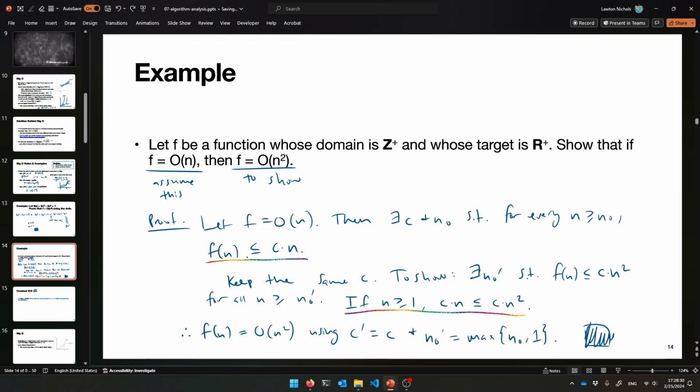Just using these two ideas. You get this for free when you're assuming it. You just gotta use that fact. Just multiply essentially the right side by n, and that makes it bigger when n is bigger than 1. So yeah, that's the idea.